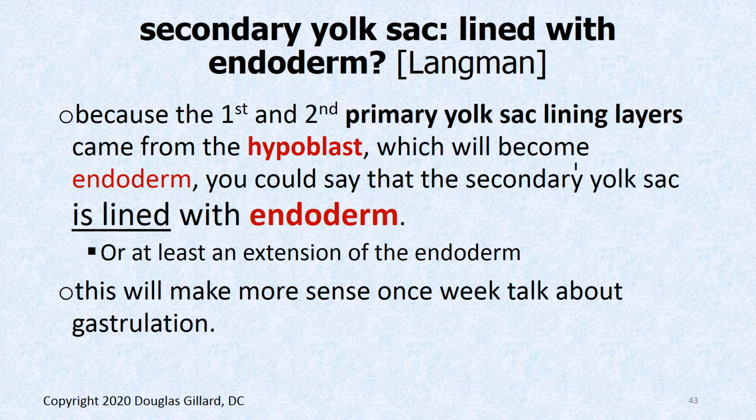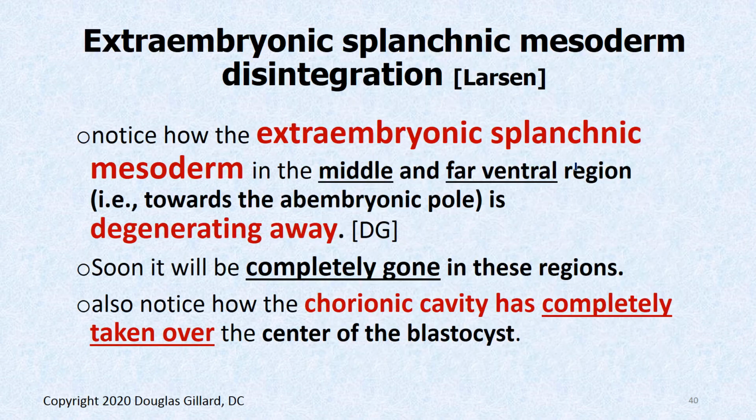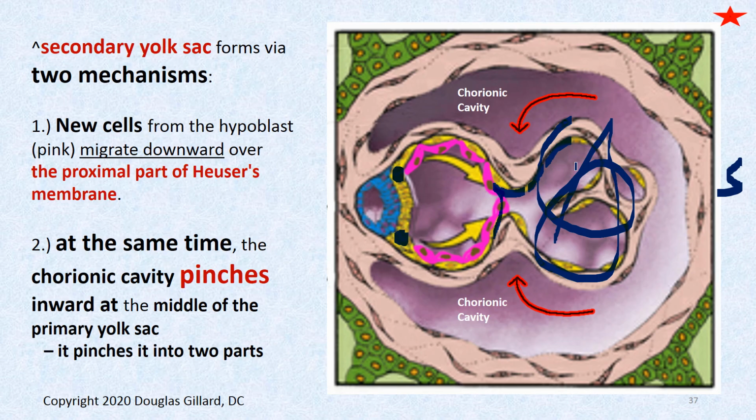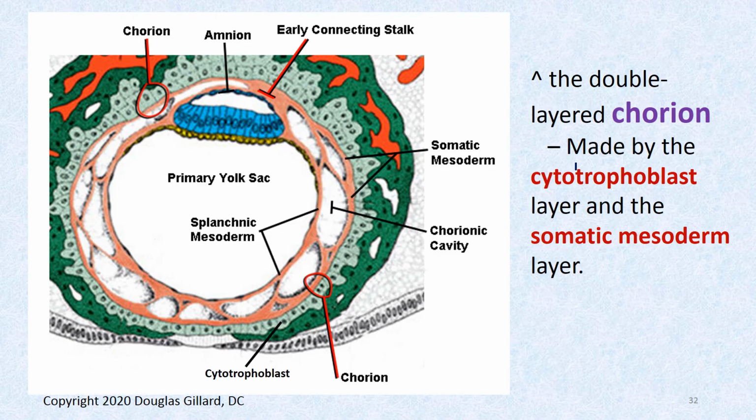The secondary yolk sac is lined with endoderm, Langman, okay, because the primary yolk sac layers came from hypoblast, and hypoblast is going to morph into endoderm. Some people, like Langman, tend to call this lining an endoderm lining, which no one else does again. So I don't particularly agree with that. But let's go back to here so we can see what the heck he's talking about.